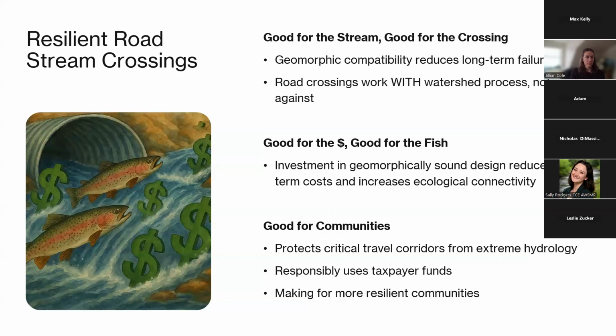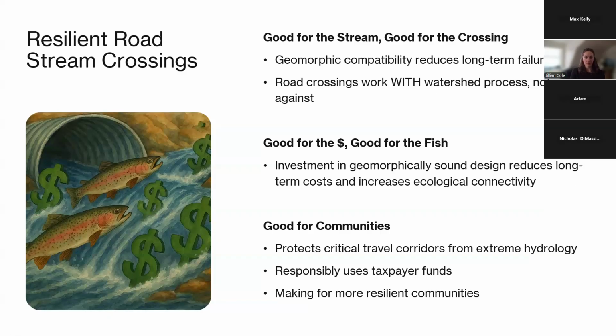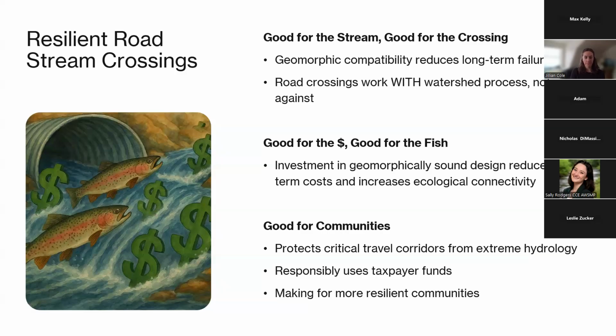And with the Upper Boiceville Road crossing, during times that the Esopus is at a significant flood stage and Route 28 is impassable, it becomes the critical route out of Boiceville and allows that community to provide essential services and flood recovery response. So resilient road stream crossings are good for the community. They protect critical travel corridors from extreme hydrology, responsibly use taxpayer funds, and just make for more resilient communities.